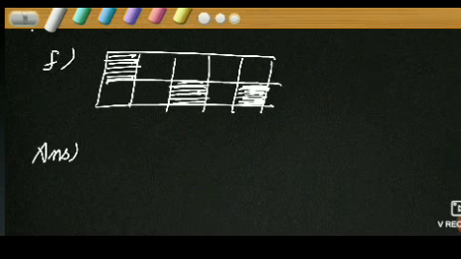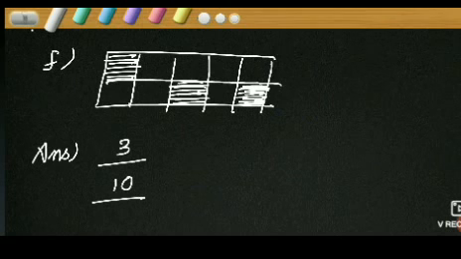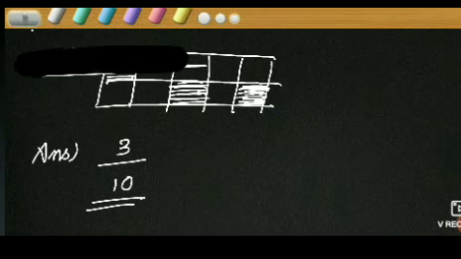Out of 10, 3 are shaded. So how many parts are shaded? 3 parts are shaded. Out of how many parts? As a whole there are 10 parts. So 3 out of 10. So what is the fraction for this? 3 by 10. Okay.